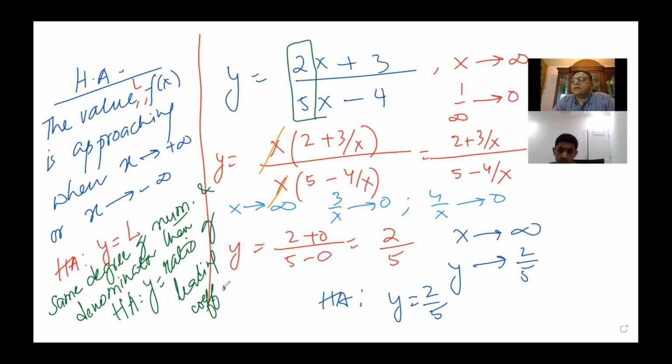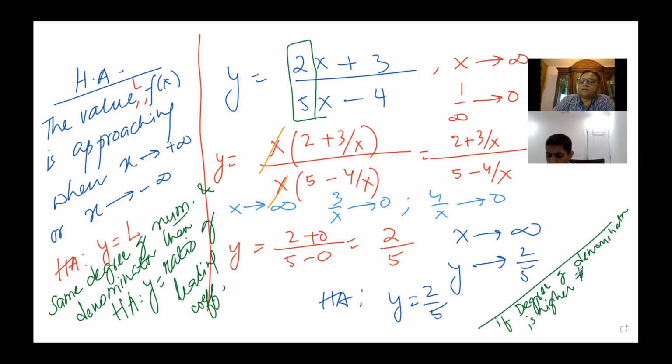Now, if the degree of denominator is higher, then y equals to 0. So let me just write down here, if degree of denominator is higher than numerator, then y equals to 0 is horizontal asymptote. Is that clear to you? Yeah. So because degree is higher in the denominator, when x approaches infinity, the denominator approaches infinity, 1 over infinity is 0. Makes sense, correct? Yeah. So is this part clear to you?